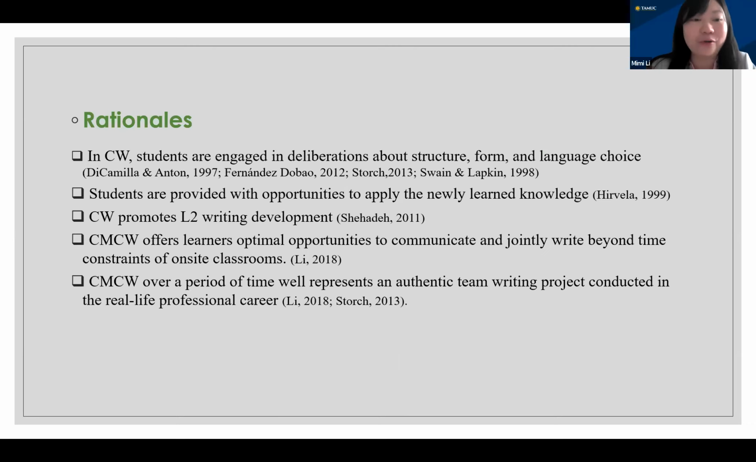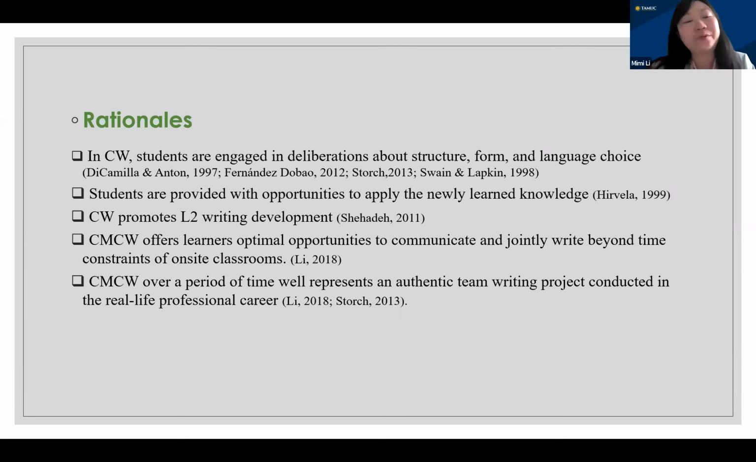Here, in particular, I want to address the importance of computer-mediated collaborative writing. It offers learners the optimal opportunities to communicate and jointly write beyond the time constraints of the on-site classrooms. That is to say, students can contribute to the joint product anytime, anywhere. That definitely also extends their learning experience and learning opportunities as well, because they can do it at their own time, asynchronously.